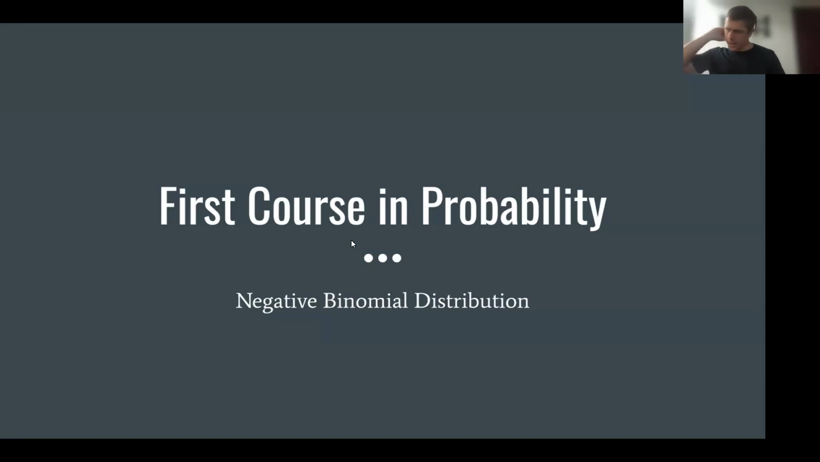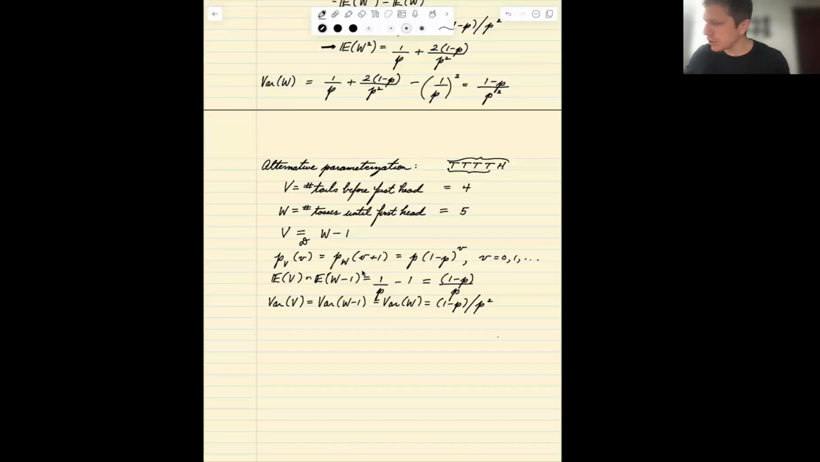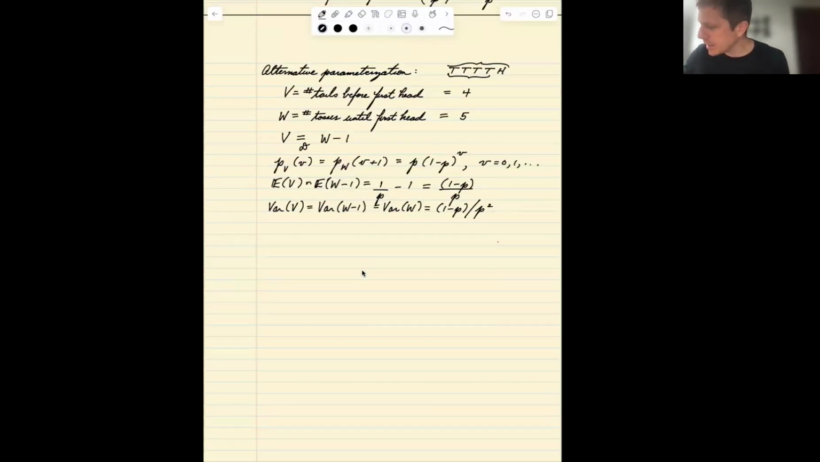One way to think about the geometric distribution is as the distribution of the number of trials until the first success. And so we saw two alternative parameterizations of that. One was the number of tosses, and one was the number of tails, the number of failures before the first success. What we're going to talk about now, the negative binomial distribution, can be thought of as a generalization of the geometric distribution, as we'll see.